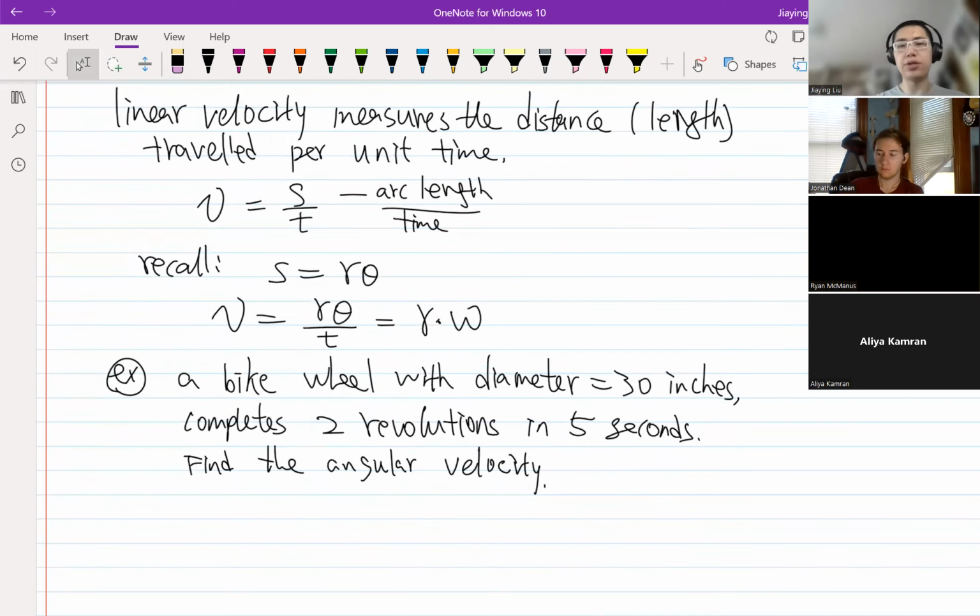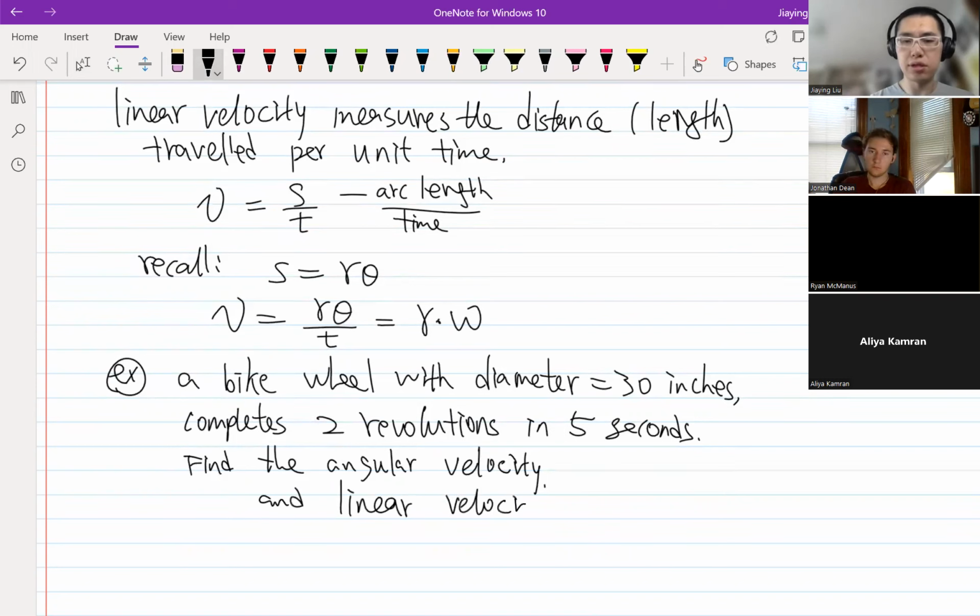And then we also want to know the linear velocity. So suppose we're riding the bike, and as the wheel spins, we cover a distance on a flat surface. The speed at which we cover that linear distance is the linear velocity. Okay, so that's all we know.